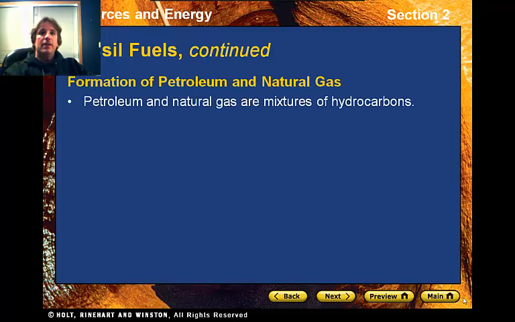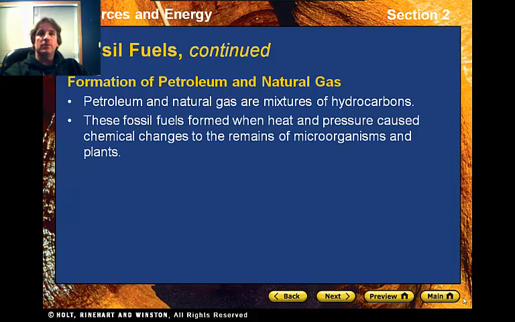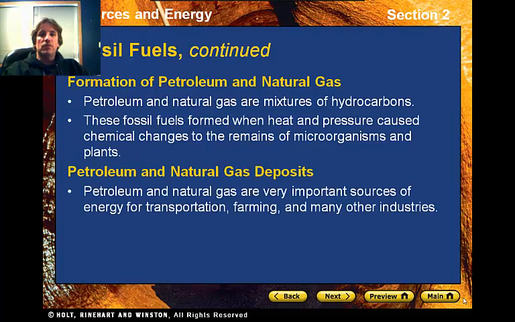Alright, now we get that mixture of hydrocarbons. Petroleum and natural gas are a mixture of those hydrocarbons. Fossil fuels form when heat and pressure cause chemical changes to the remains of those microorganisms and plants. They're a very important source of energy for transportation, farming, and many other industries. We use petroleum for oil in our cars, and I don't mean motor oil. We turn it into gasoline. Natural gas is what heats your house and runs a lot of your farming equipment.